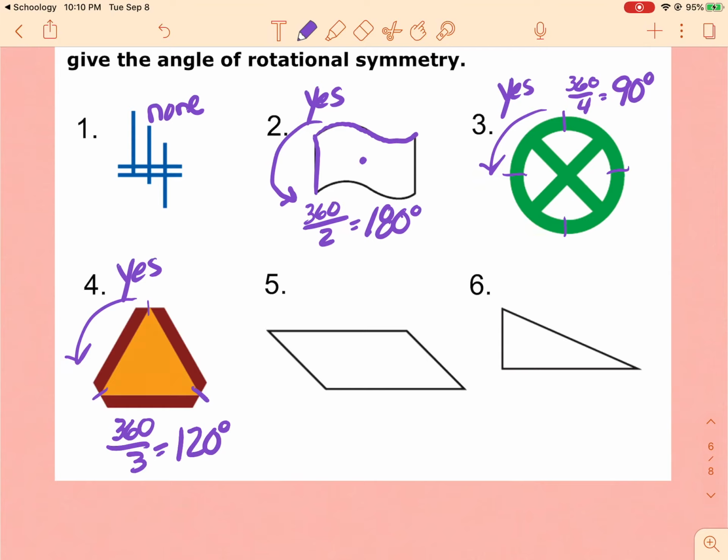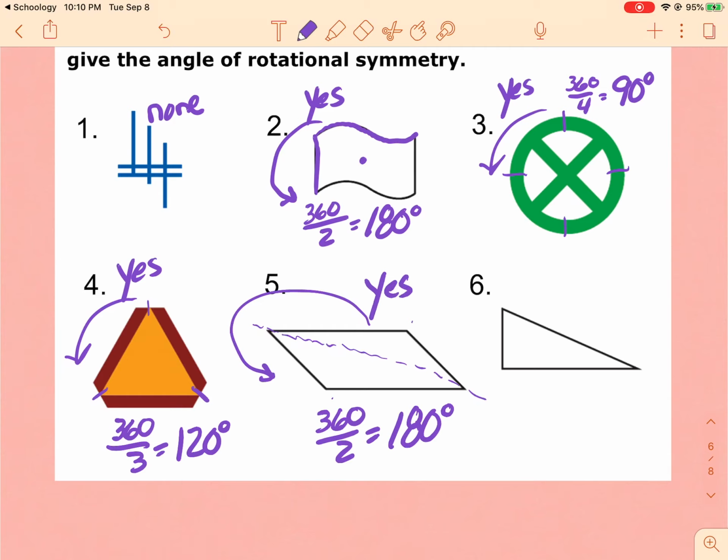Number 5, it might be tougher to see, but if I rotated right through there, it would take 1 to hit this spot and then another one to hit the top. So 360 divided by 2 is 180 degrees. And then on number 6, we can't get that to rotate to match up with itself.